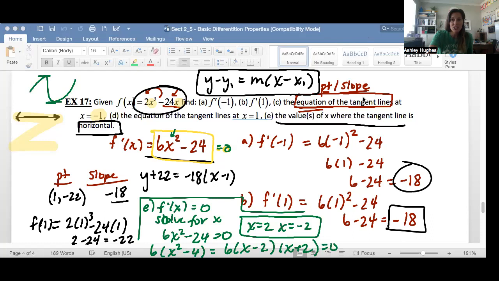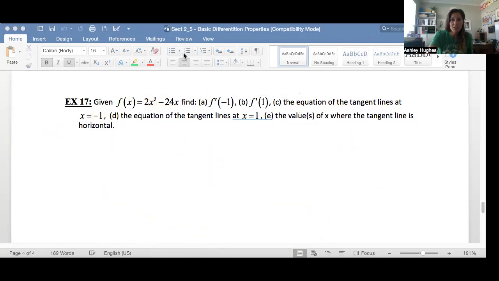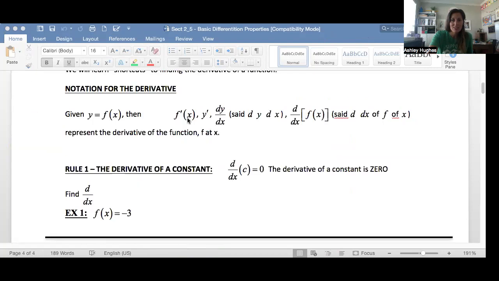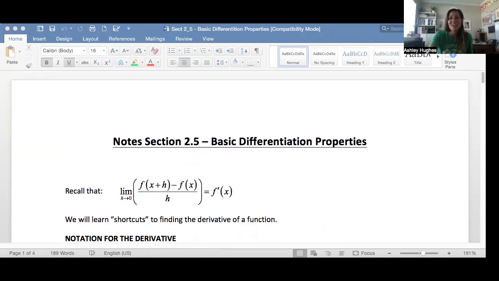Okay, so that is section 2.5. Is that what we just did? Yes. Okay, so attempt the homework. And as always, please reach out to me if you have any questions. I'll be happy to help.